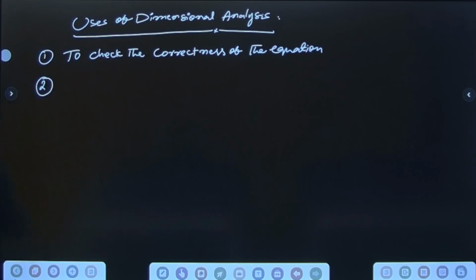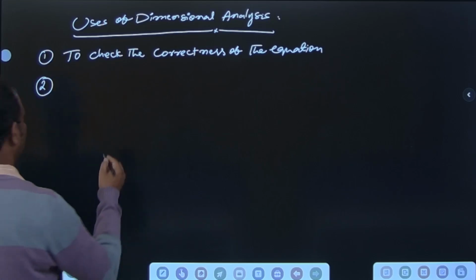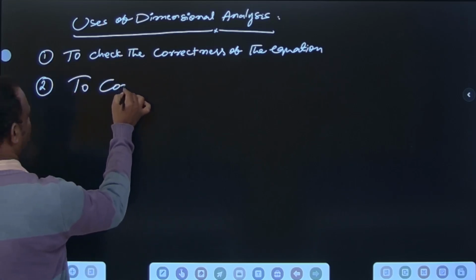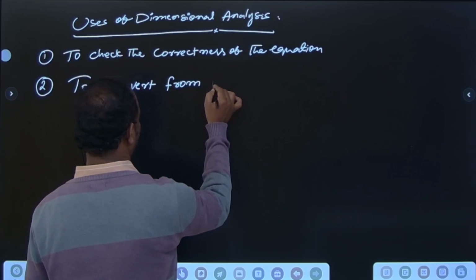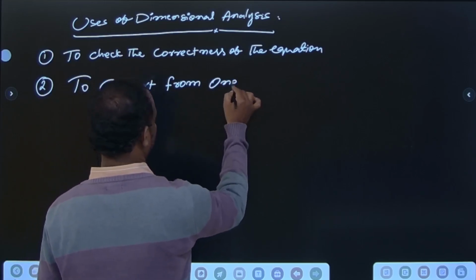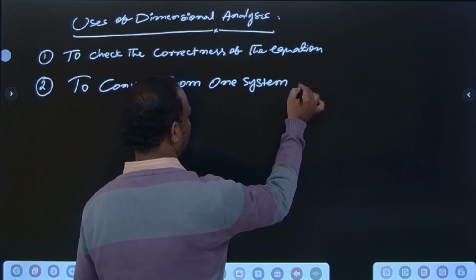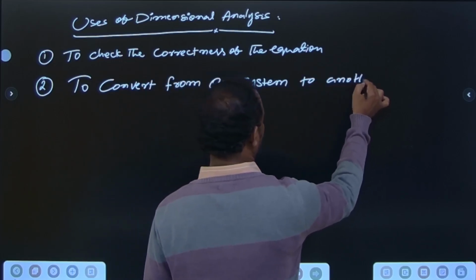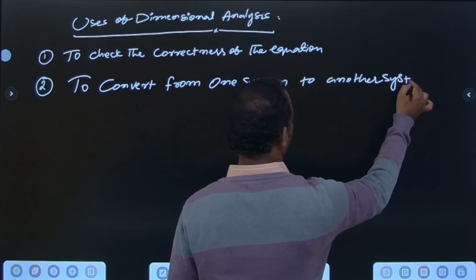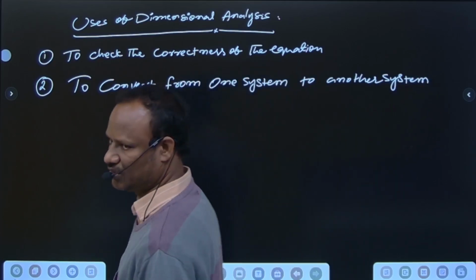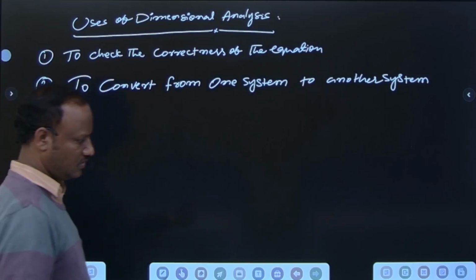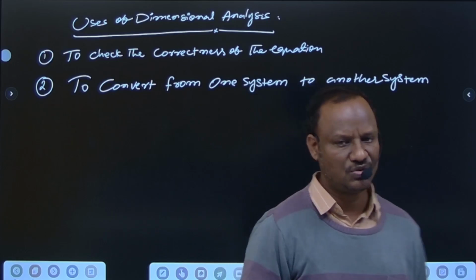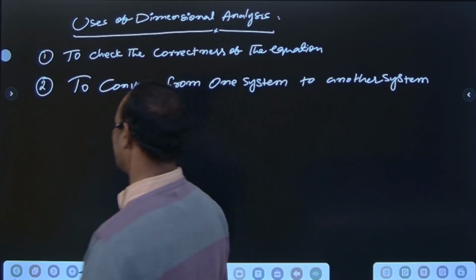For the second one, you convert from one system of units into another system. Another system means, for example, MKS will be given, so you need to convert into the CGS system. From the old system to the new system. The old system is the known system. The new system is the unknown system for problem solving.